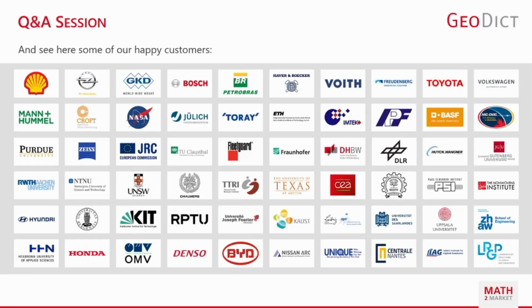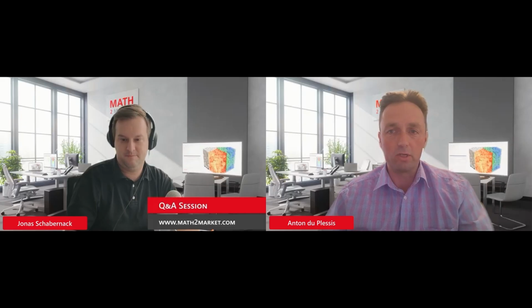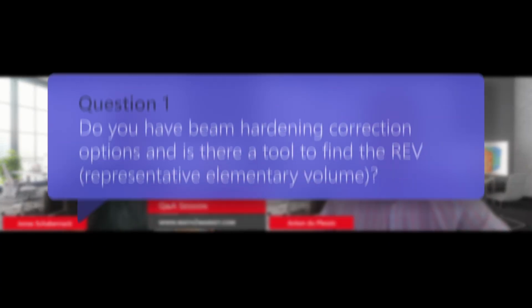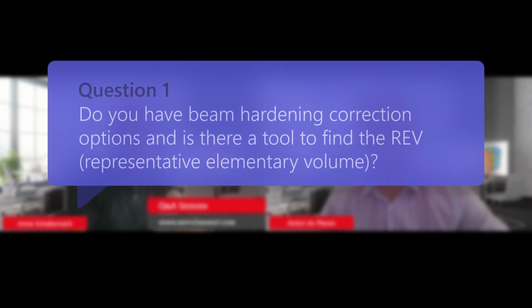So with that, we can go to the Q&A session, and you can see in the meanwhile some of our happy customers who allow us to share their logos with you. I will stop sharing at that point and see if there are any other questions. I did try to answer questions as we went along. If you have any questions right now, please type them and we can read them out loud and address them in addition. Let's take this one, which I already addressed, about beam hardening correction options and representative volume element calculations.